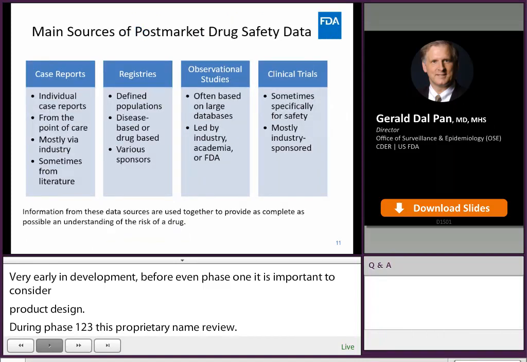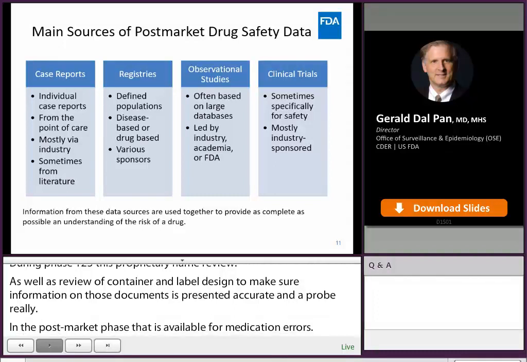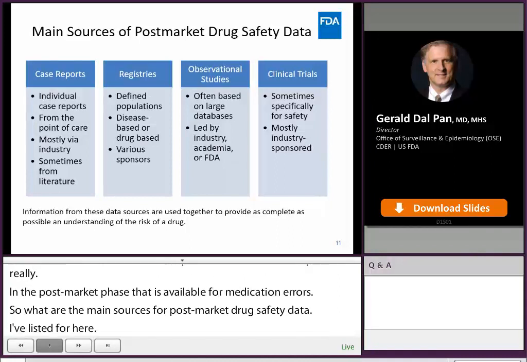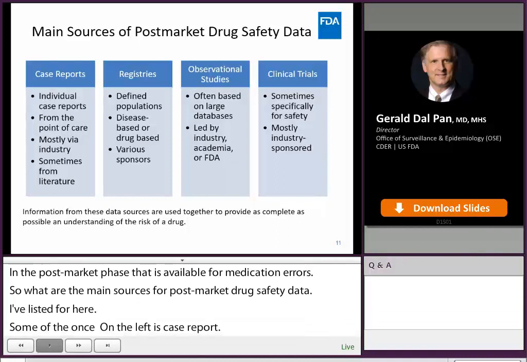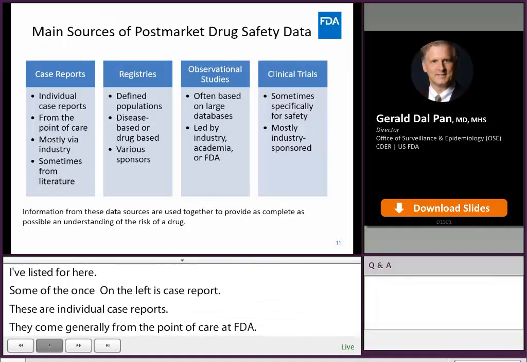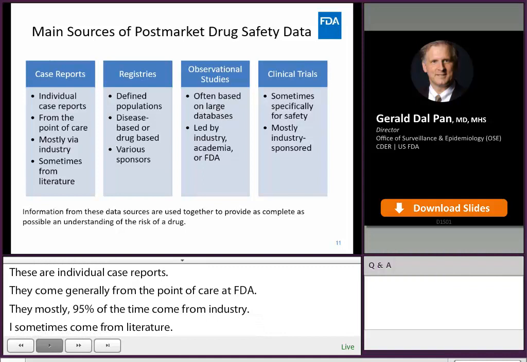So what are the main sources now of post-market drug safety data? I've listed 4 here. They're some of the principal ones. On the left is case reports. These are individual case reports. They come generally from the point of care. At FDA, they mostly, 95% of the time, come from industry. They sometimes come from literature, but they also come from individuals who, be they patients, practitioners, or others, write into FDA to tell us of a concern they have with a medicine that someone took.